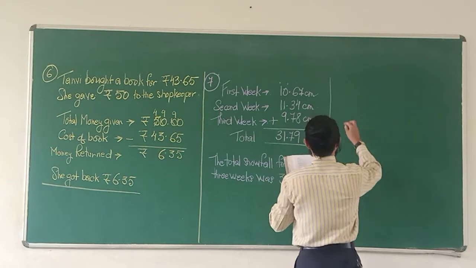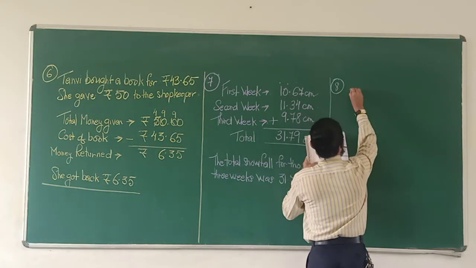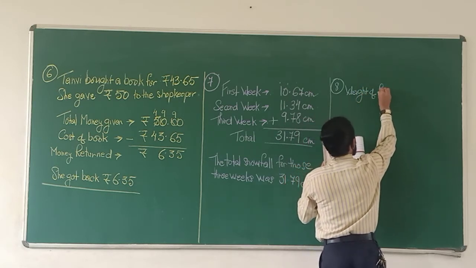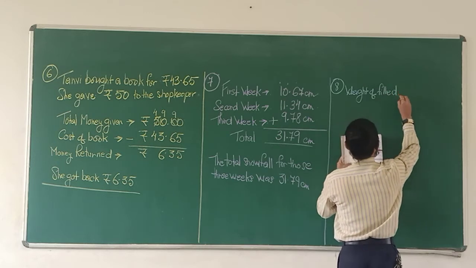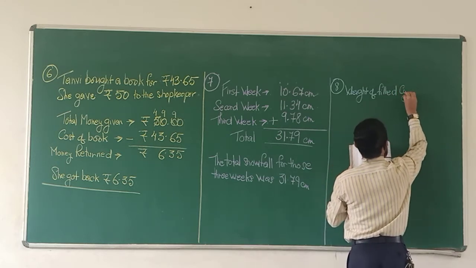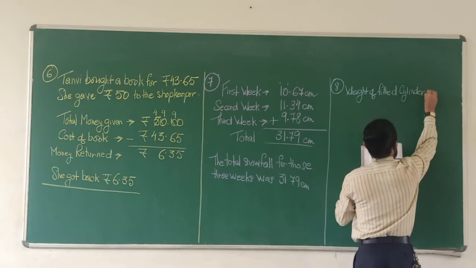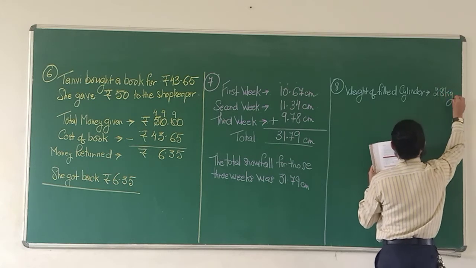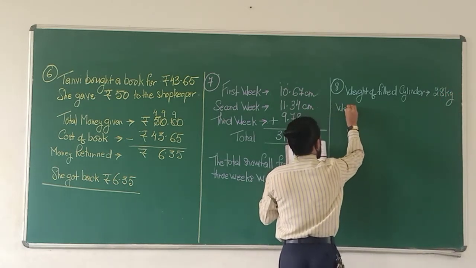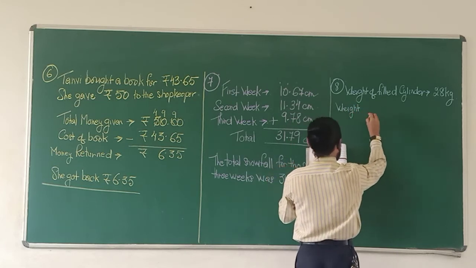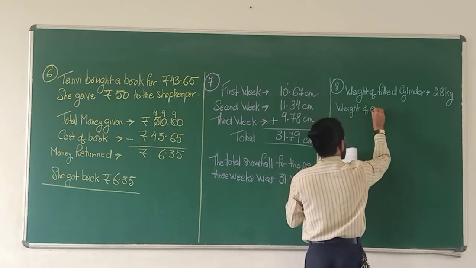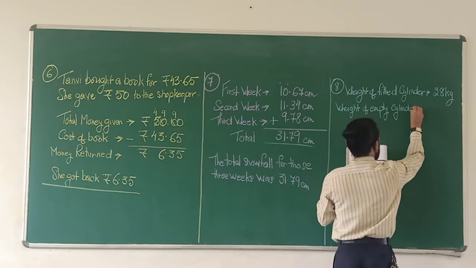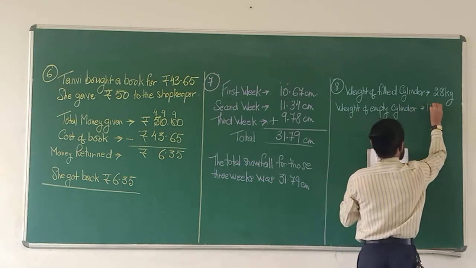Now, weight of filled cylinder. Weight of filled cylinder is how much? 28 kgs. Weight of empty cylinder. Weight of empty cylinder is how much? 13 kg 600 grams.